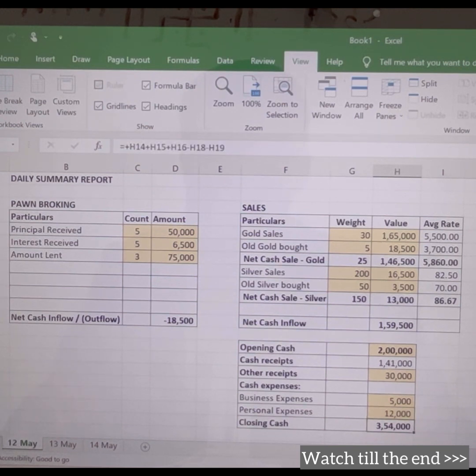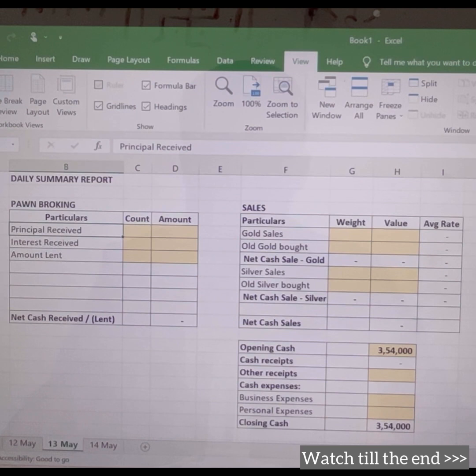After recording that, we'll finally arrive at the closing cash balance of the day, which will be carried forward to the next day as opening cash of 3,54,000. Here you just have to record all the figures which is highlighted in this color, right? The remaining figures will be automatically calculated, and you can thereby arrive at the closing cash balance.